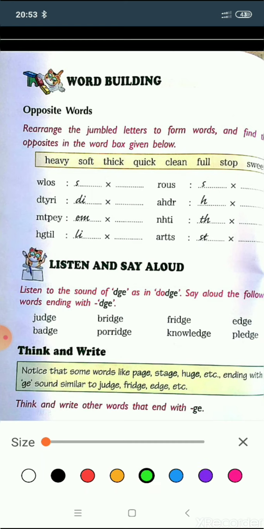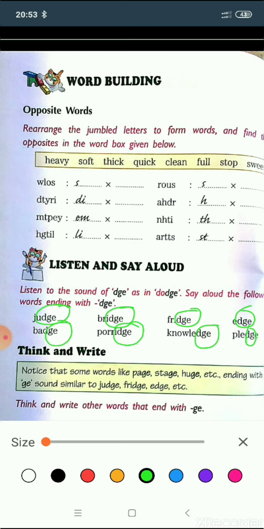In all these words you can see DGE, DGE, DGE, DGE. Here also DGE, DGE, DGE and DGE. And the pronunciation is J. Now think and write.